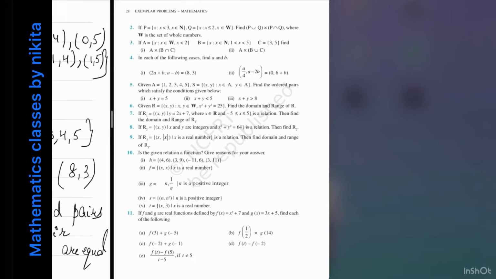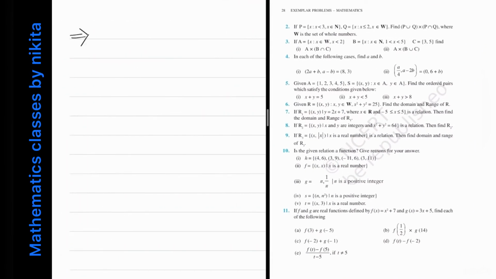So therefore from this we will get 2a plus b is equal to 8, and you will get a minus b is equal to 3. Mark this as 1 and this as 2. Now these two are a pair of linear equations, and a and b are your variables, so you have to solve this.